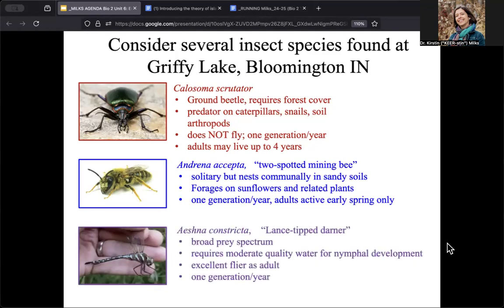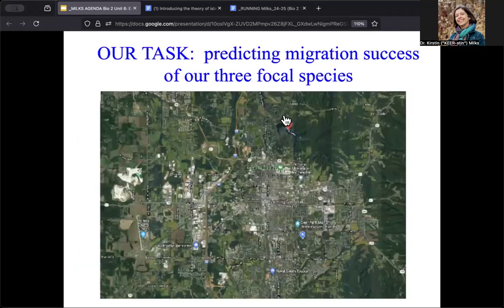Last but not least, we have this darning needle, the lance-tipped darner. It looks like a dragonfly. It's called a darner. They can eat all kinds of things. They have a broad prey spectrum, kind of like coyotes were opportunists. Lance-tipped darners can eat a lot of different things. In order for their nymphs to grow, they grow underwater and they actually need pretty good water quality. They're awesome flyers as adults, and they also make one set of babies per year. So think about what you see here as positives and negatives of being able to make the migration we were just talking about. They live here in Griffey.